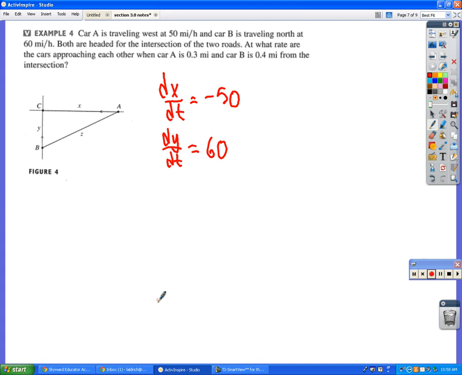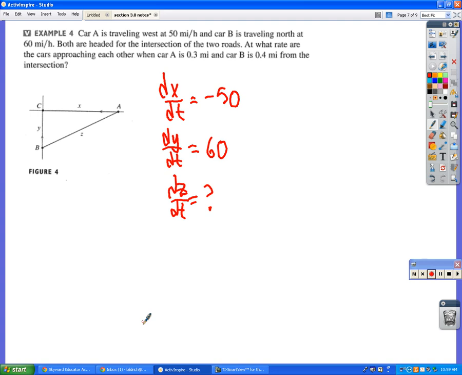Both are headed for the intersection of two roads. At what rate are the cars approaching each other when car A is 0.3 miles and car B is 0.4 miles from the intersection? So what are we trying to find? That's the distance apart that they are, and so the rate of change of that distance would be how fast they're getting closer to each other, right? So all we need to find here is dz/dt. They are approaching the intersection, so we should get a negative answer, right? Because that distance is getting smaller.